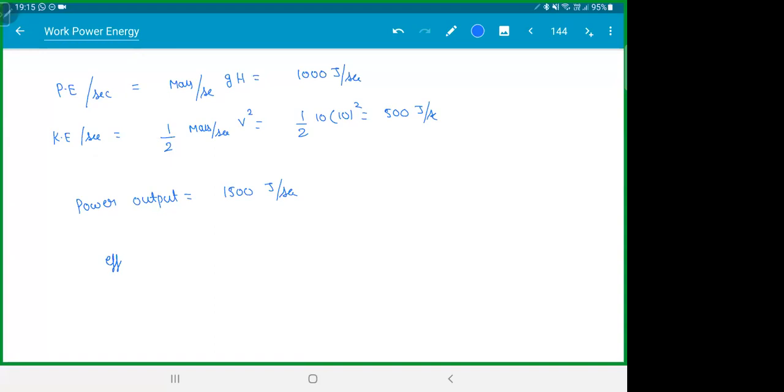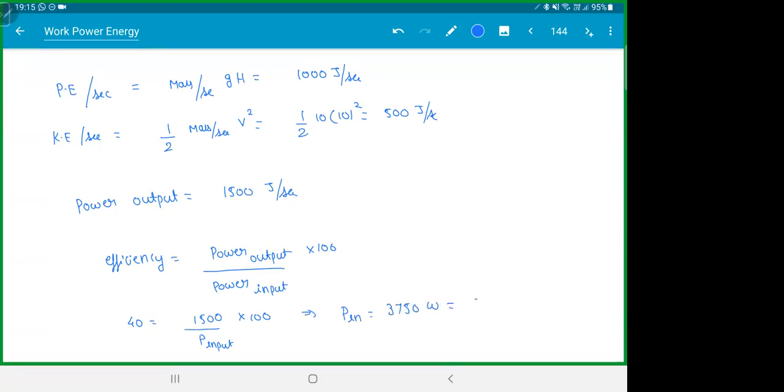Now efficiency is defined as power output by power input into 100. Efficiency is 40, power output is 1500, power input we have to find, into 100. So you end up with power input is 3750 watts. You can simply say 3.75 kilowatts. Check. You can do like that also.